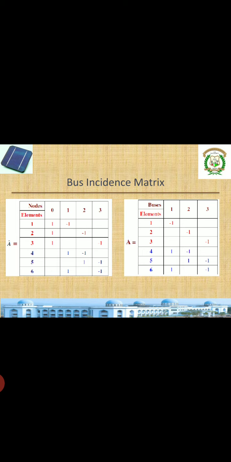In the second matrix there is no reference node. So it is very easy to get the bus incidence matrix from the incidence matrix by just removing the reference node.